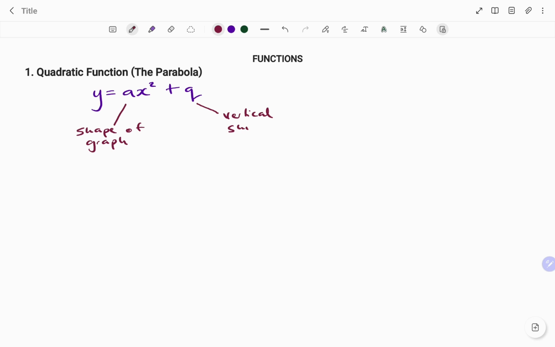So similar to your linear function, if your value of q is greater than 0 or the value of q is positive, then we have the graph shifting vertically upwards by q units. And if the value of q is less than 0, we have a downward shift by q units.